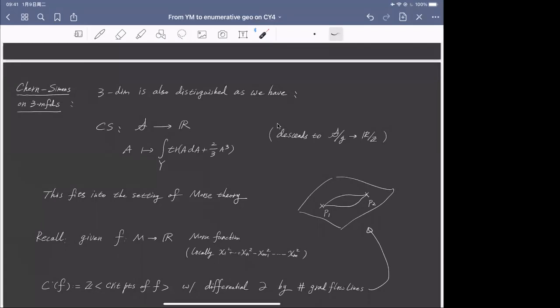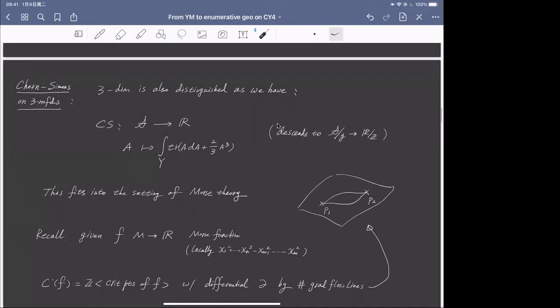So basically, we start with a connection. Then we can consider this connection wedge dA, plus A cubed. Now this becomes a bundle-valued three-form. By taking the trace, this becomes a three-form, and then we can integrate on three-manifolds.